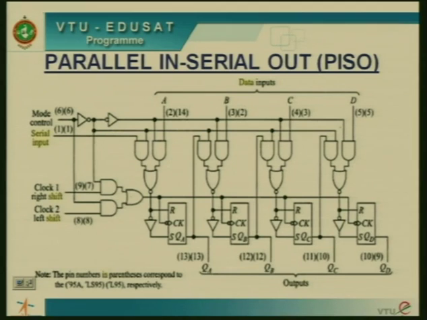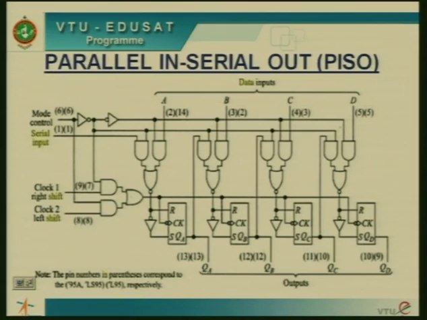Then parallel in, serial out. We have additional circuitry wherein I do two operations, loading and then shift operation. The loading operation is done first and the second operation is shifting. For loading, one of the gates is enabled, and for shifting, the other gate is enabled, since we have two AND gates, a right and a left AND gate. We always need to load the data first and then shift it out. This is done through mode control.